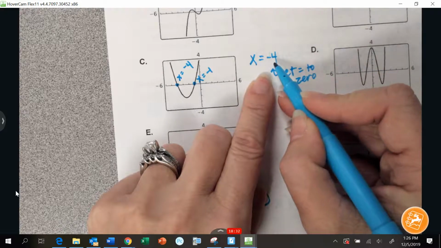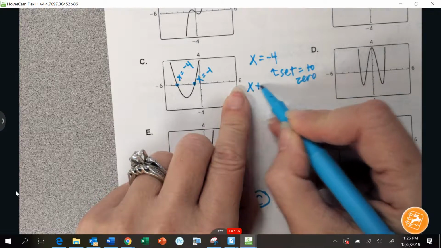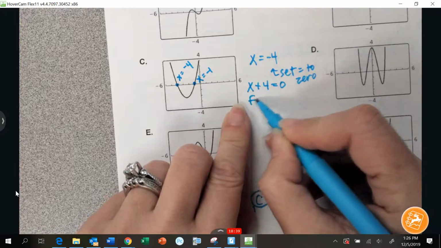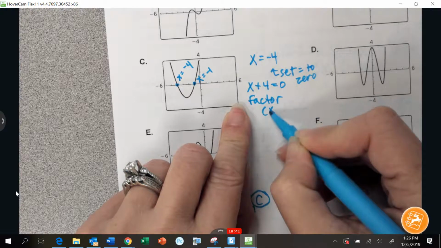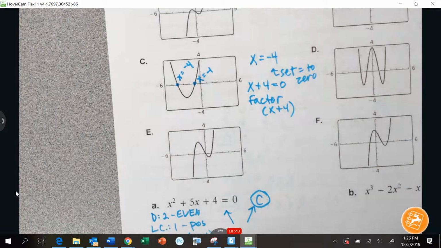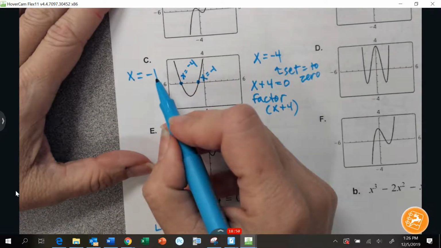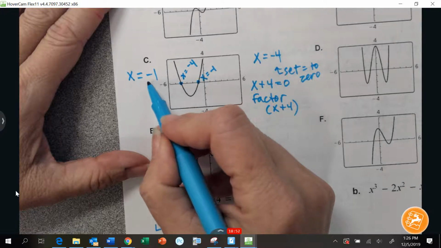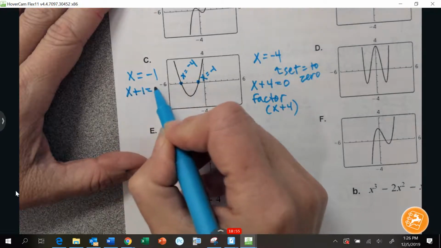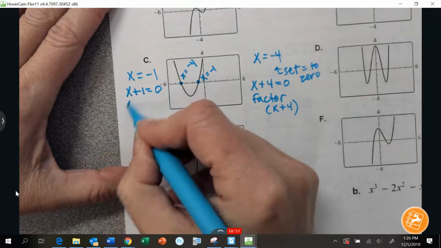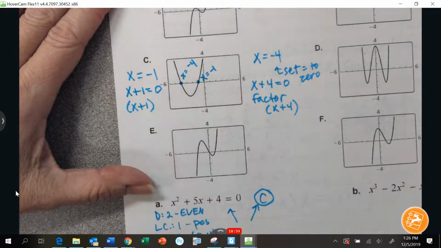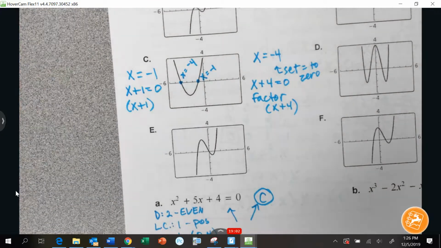So how do I set that equal to 0? Add 4, and we get x plus 4 equals 0. So the factor is x plus 4 for that one. I'll do it again with x equals -1. So we're going to set it equal to 0, which means I add 1. And so my factor is x plus 1. So that's just going backwards with the stuff that we did before when we were solving.